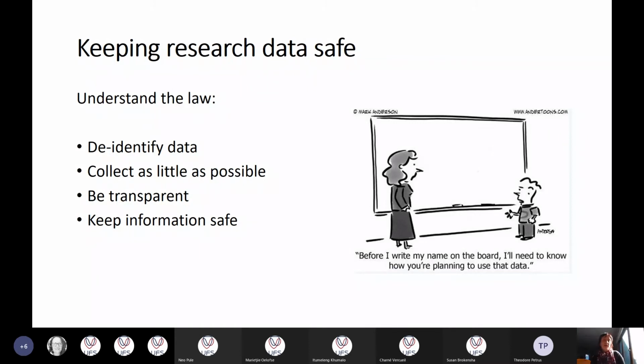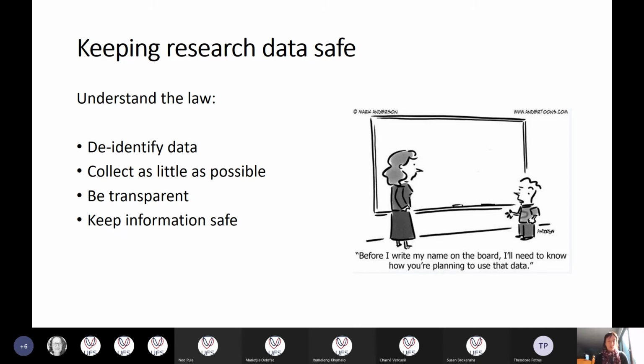So firstly, if we want to understand the law in terms of POPIA, there are some basic principles that we should adhere to. Firstly, de-identify data. De-identification is when you store the personal information of research participants in an unidentifiable format. For example, you could collect anonymous data. If your project does not require that you know the identity of your research participants, then don't collect any information that will identify them.